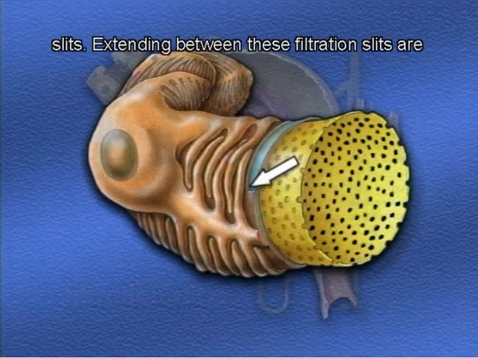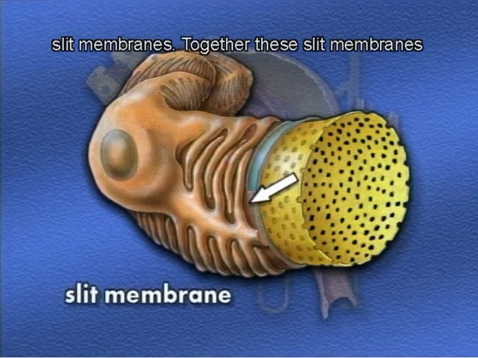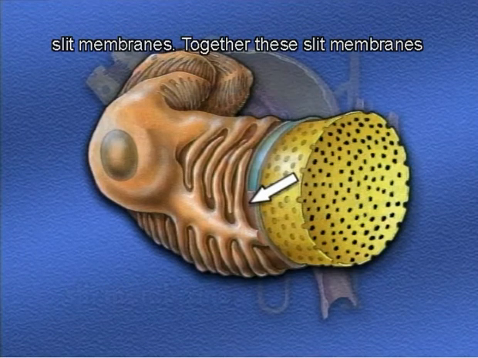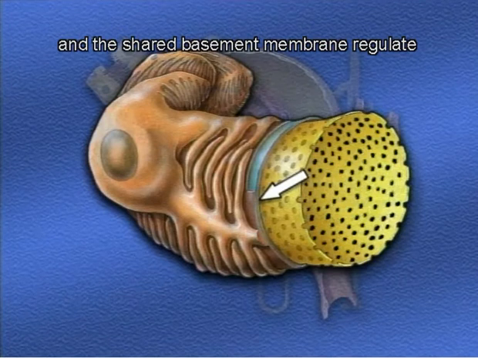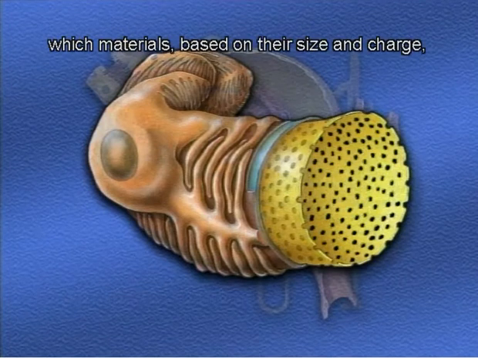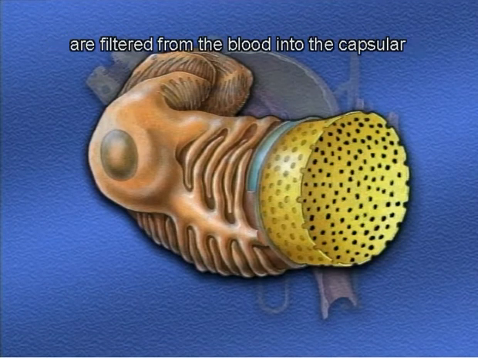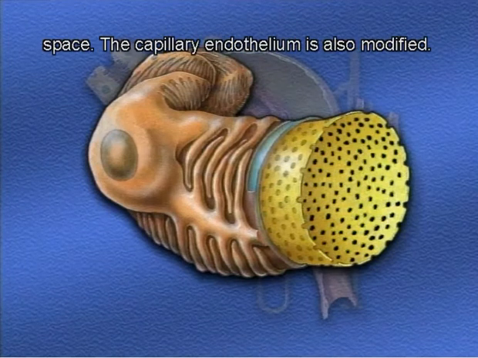Extending between these filtration slits are slit membranes. Together, these slit membranes and the shared basement membrane regulate which materials, based on their size and charge, are filtered from the blood into the capsular space.